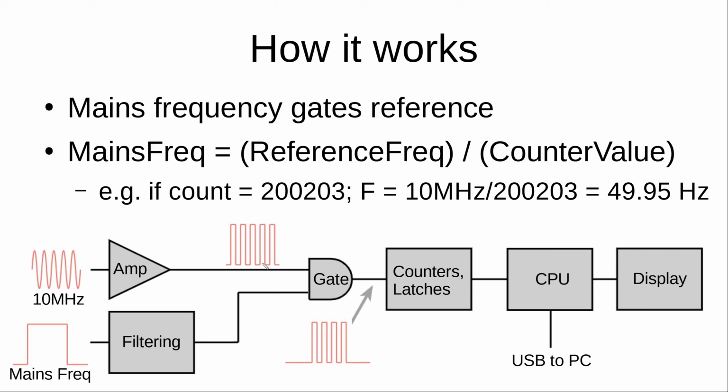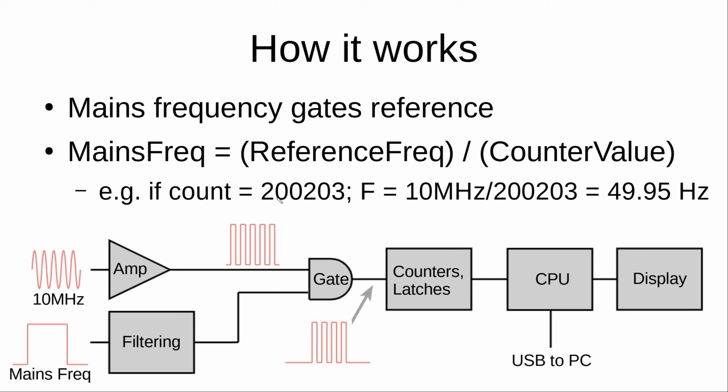you get essentially the number of times the 10 megahertz perfect signal cycles during the one cycle of the mains, and it gives you a ratio. And then you can see that the mains frequency that you're trying to measure is equal to your reference frequency divided by whatever this counter counts. Every time this 10 megahertz goes up and down during the mains period, it counts that value, and then on the next cycle it latches that, the CPU can read it and display the result of this calculation.